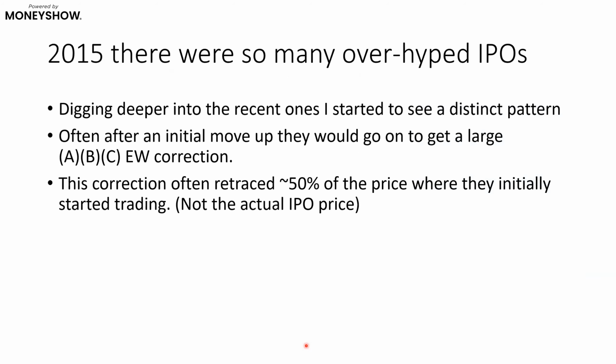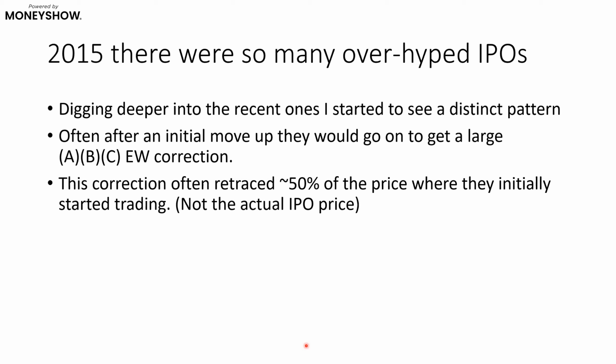But in 2015, there were a lot of very overhyped IPOs, including some more high profile ones. So I started digging a little deeper into some of those recent ones, and a very distinct pattern started to emerge. After maybe an initial move up, they would then go on to get a larger ABC correction. That correction usually took price down about 50% of where they started trading on the exchange initially.